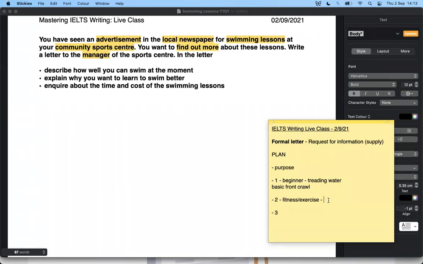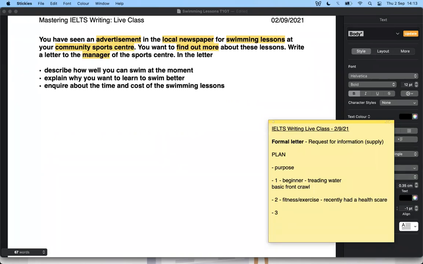It could be that we recently had a health scare. Maybe we had to go to the doctor because we had some heart pains or something like that, and that's why we want to do exercise now. Or it could just be that we want to lose weight because we are becoming obese. Maybe our doctor has recommended it. Lots of different options here.